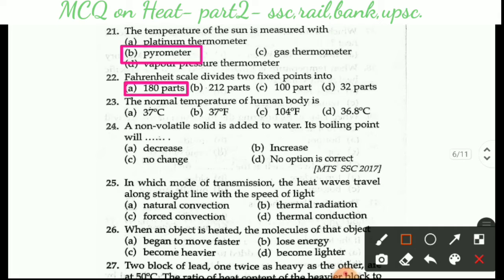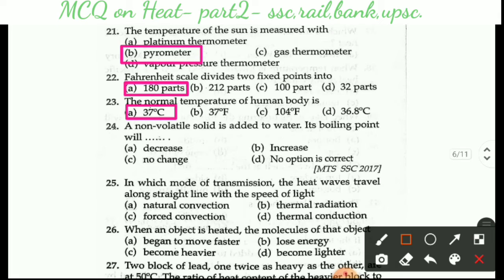Next question is question number 23. The normal temperature of human body is A 37 degree Celsius, B 37 degree Fahrenheit, C 104 degree Fahrenheit, D 36.8 degree Celsius. Right answer of question number 23 is A, 37 degree Celsius.